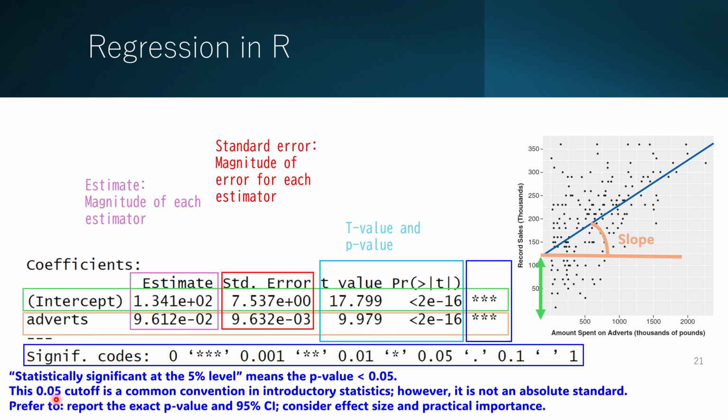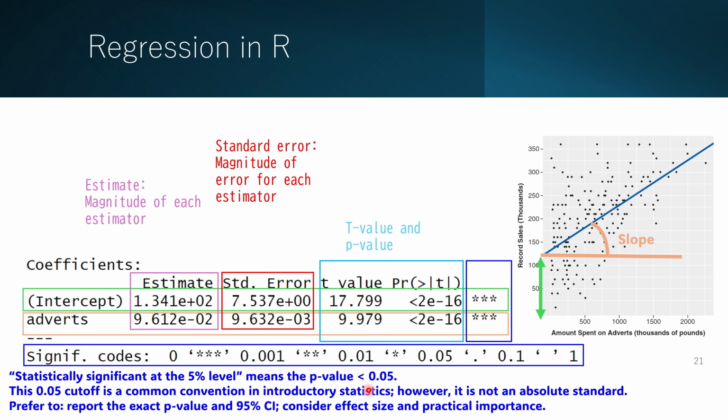This 0.05 cutoff is a common convention in introductory statistics, but it is not an absolute standard. Please note that. Prefer to report the exact p-value and the 95% confidence intervals, and also please show the effect size and practical importance. That is an important point.